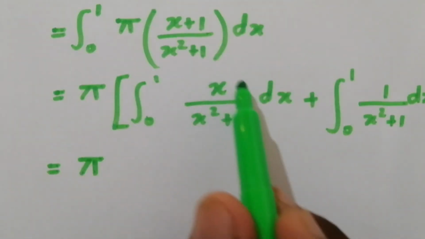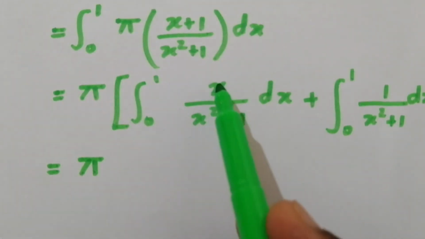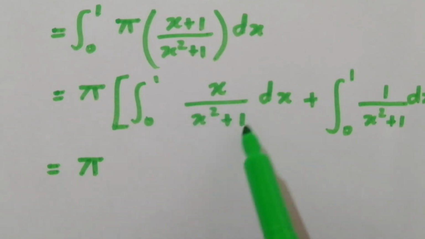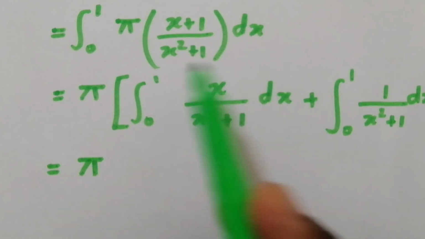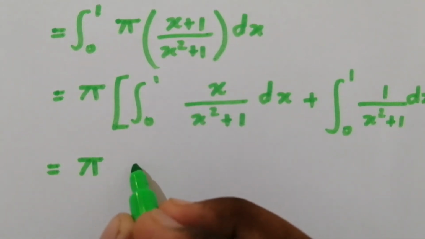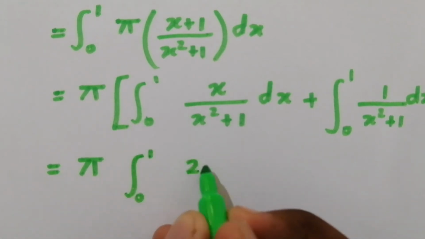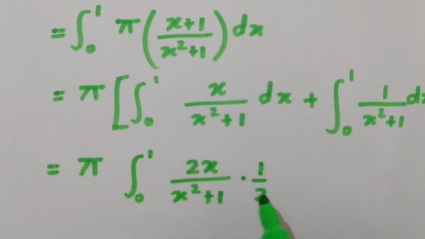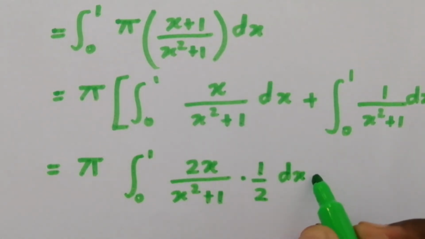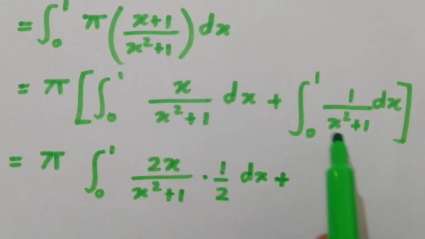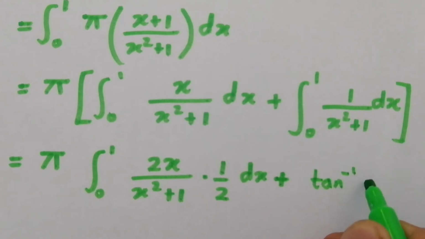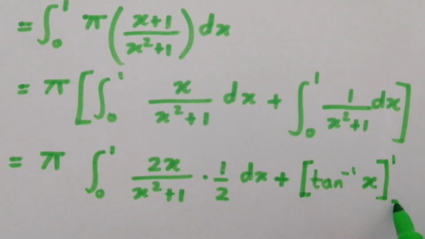Here, pi times, I can find the integration of this part. In the numerator I have x, in the denominator I have x squared plus 1. The derivative of the denominator is 2x, so I can form the 2x in the numerator and write it as 2x upon x squared plus 1 into half, dividing by 2, times dx, plus the integral of this part. As you know, it is tan inverse x. I can directly write tan inverse x. Then I am writing the limits 1 and 0.